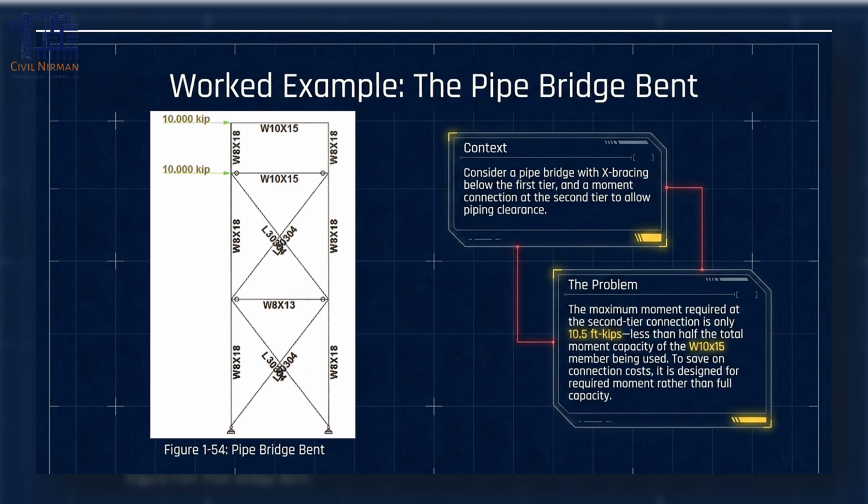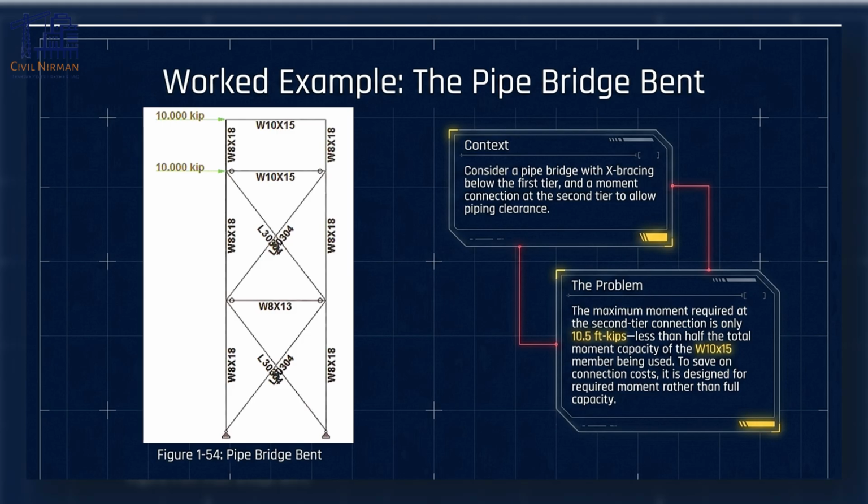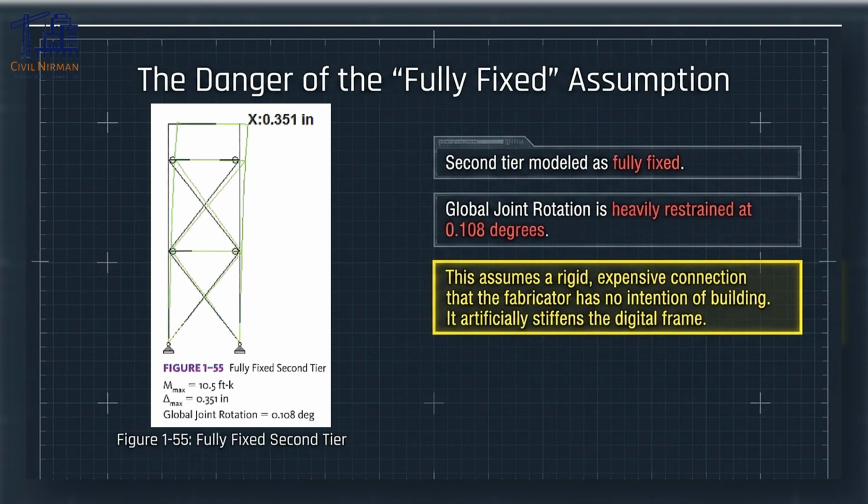Let's look at this pipe bridge bend example, and here is exactly why this matters. See, a pipe bridge bend with X bracing below the first tier and a moment connection at the second tier to allow clearance for piping. Now the maximum moment required at that member end is 10.5 foot kips, which is less than half of the full moment capacity of this W10 member being used.